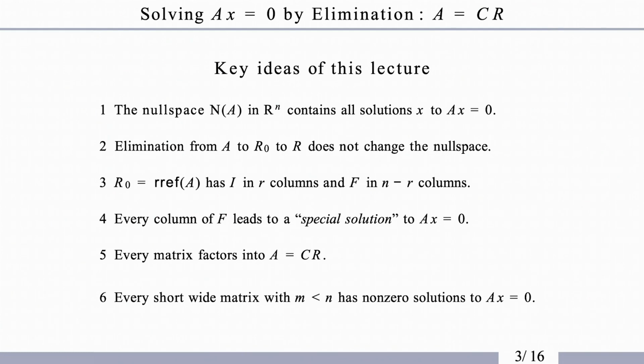And the new idea was to factor the matrix into a column matrix C times a row matrix R. So this is really putting all the ideas together. And we learned that if a matrix is short and wide, if we've got lots of columns, then some of them will be dependent, and that means that there'll be solutions to AX equals 0.